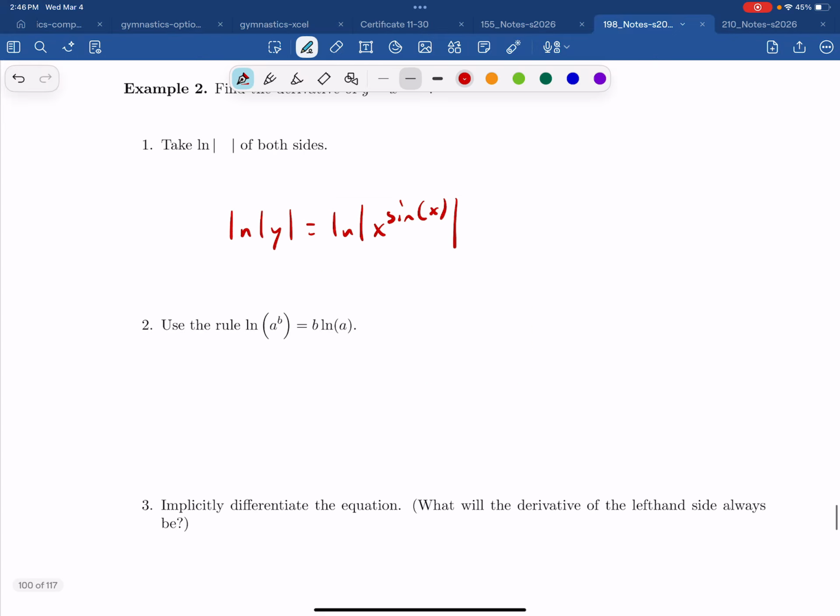Then the reason we did this is so that we could bring down the sine of x. So we have that ln of the absolute value of y equals sine of x times ln of the absolute value of x, right? Because we could bring it down. That was the log rule. I think it was number 4.